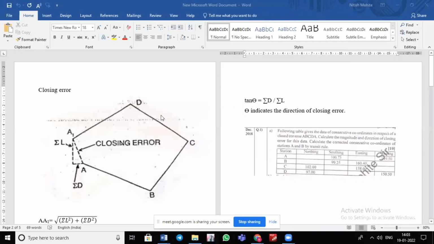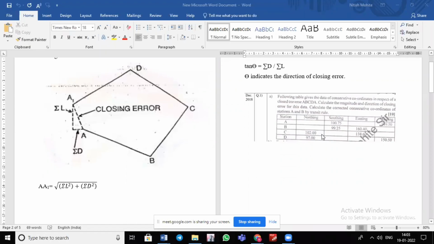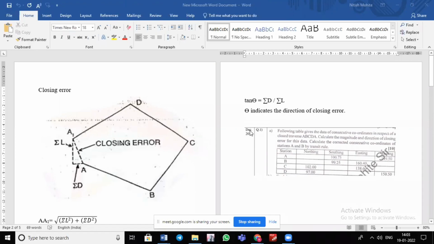Okay. So in today's session, we are going to move to the further part of unit number 5 of theodolite traversing of the Surveying 1 subject. In the previous session, we have seen the concept of closing error.